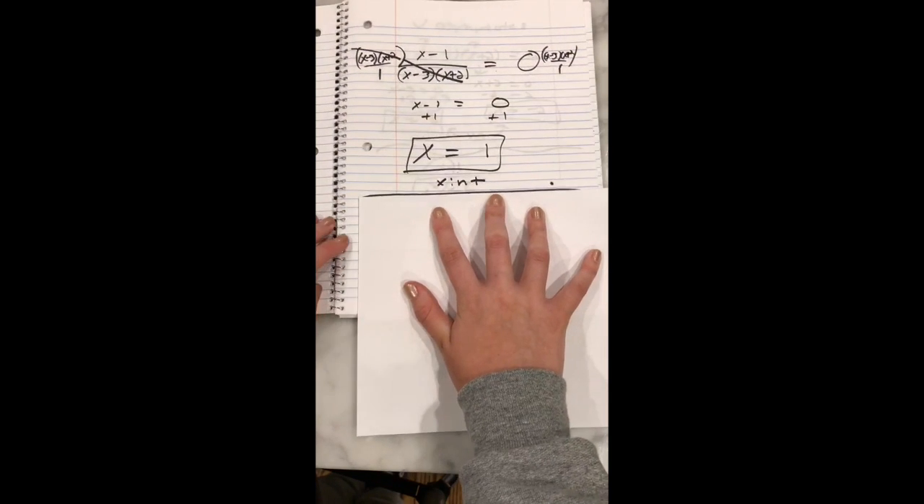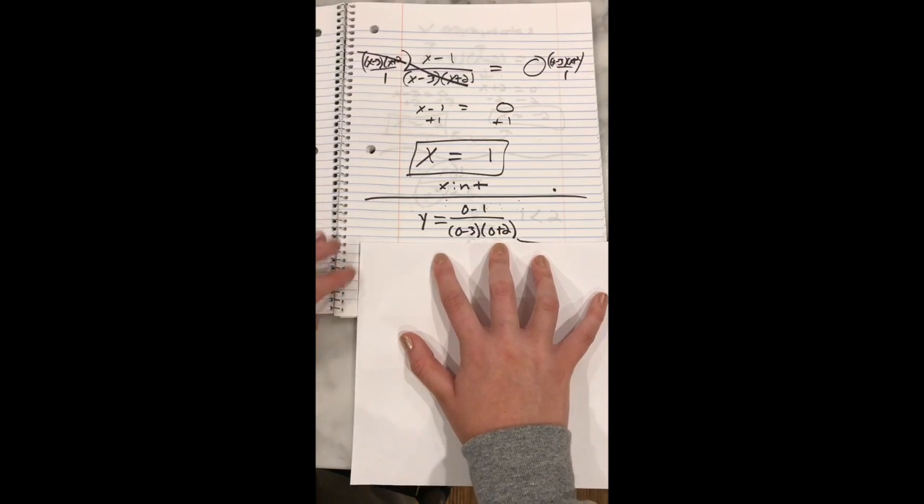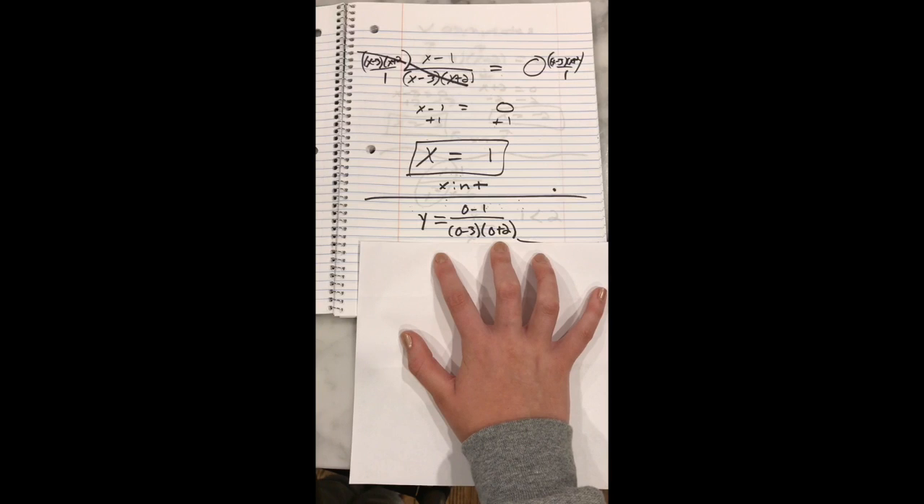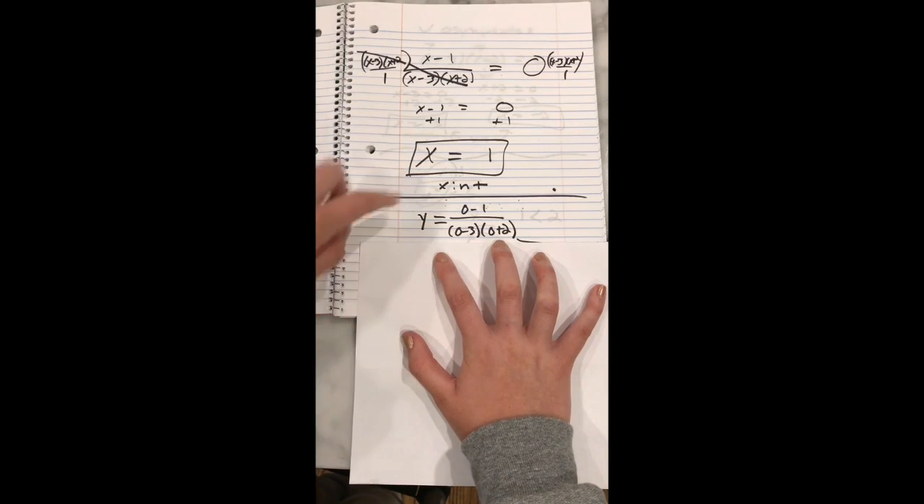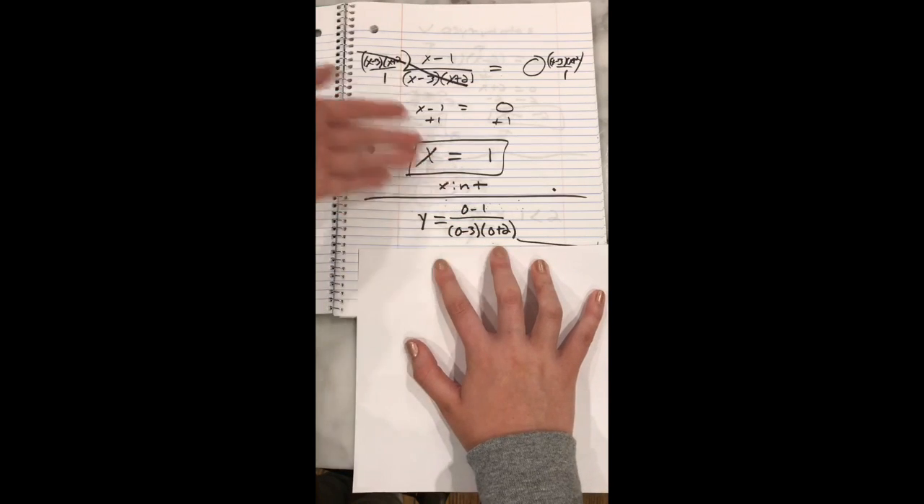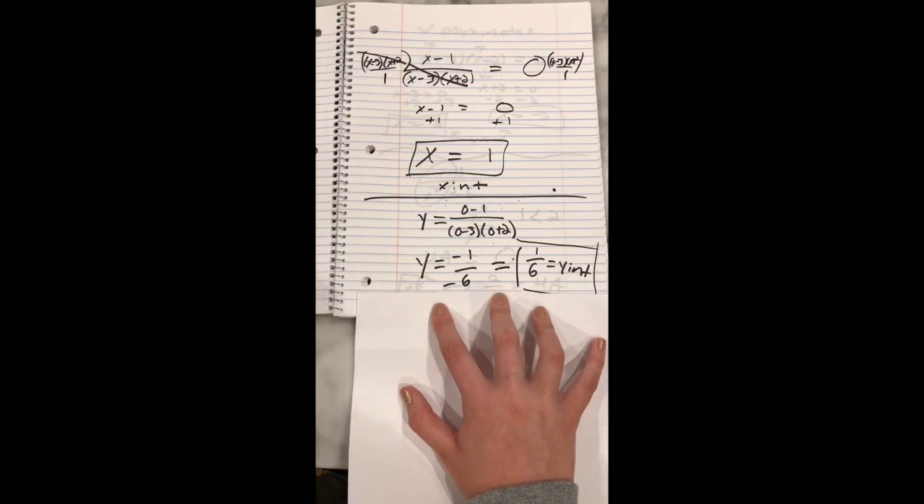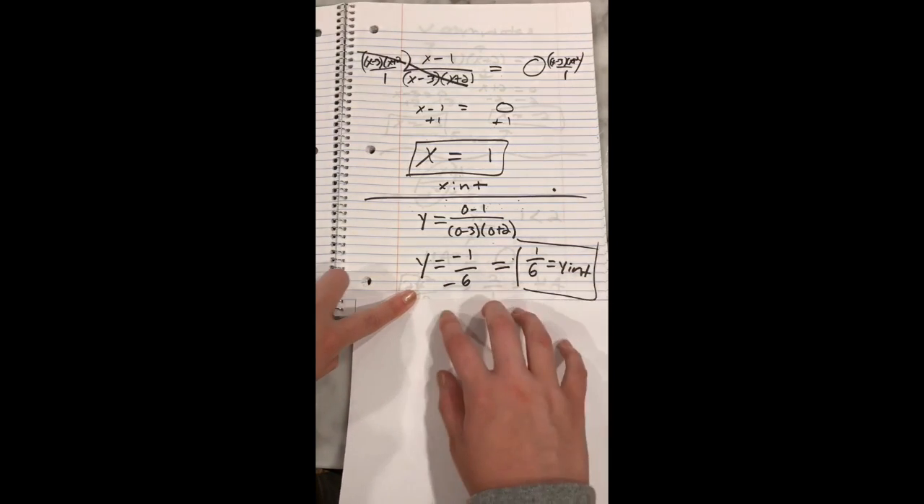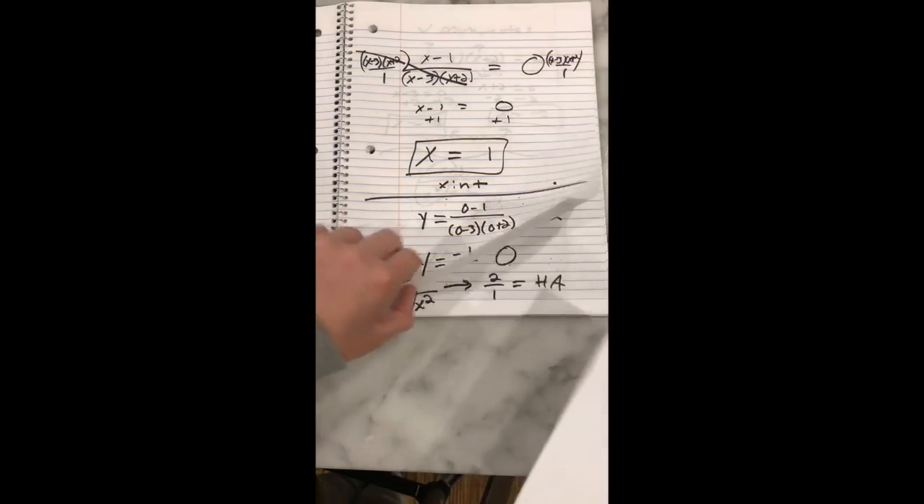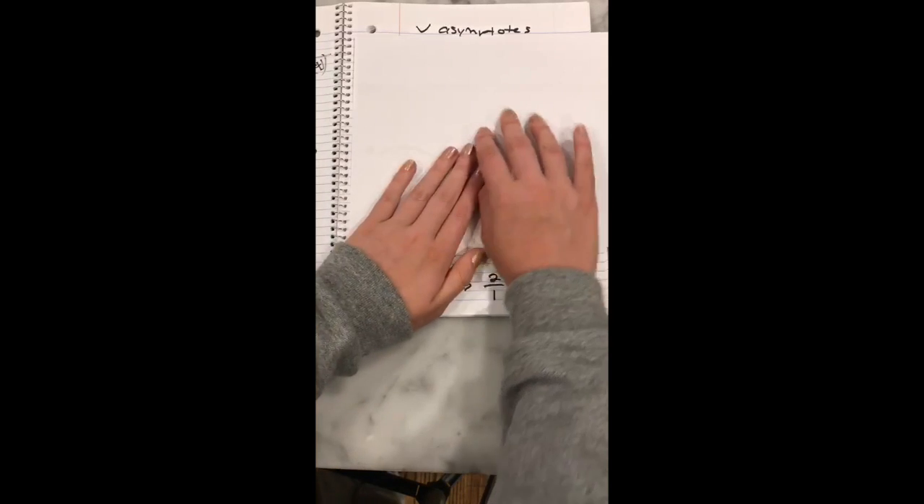Moving on, finding the y-intercept. Everyone knows how to do that, I hope so. Set each x value in your function equal to 0. So we have 0 minus 1 over 0 minus 3 times 0 plus 2, which you'll get out is y equals negative 1 over negative 6, which is the same thing as 1/6, which is our y-intercept for this function. Moving on, we're finding vertical asymptotes.